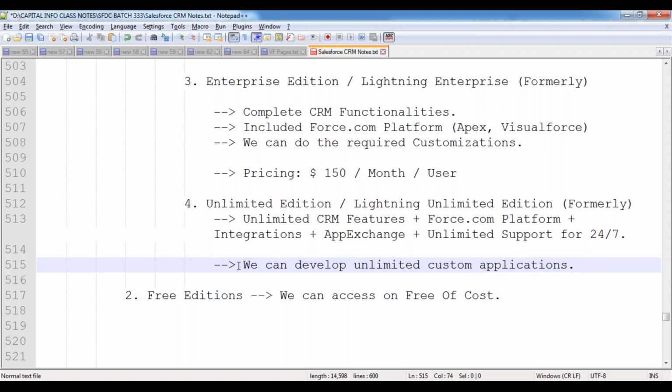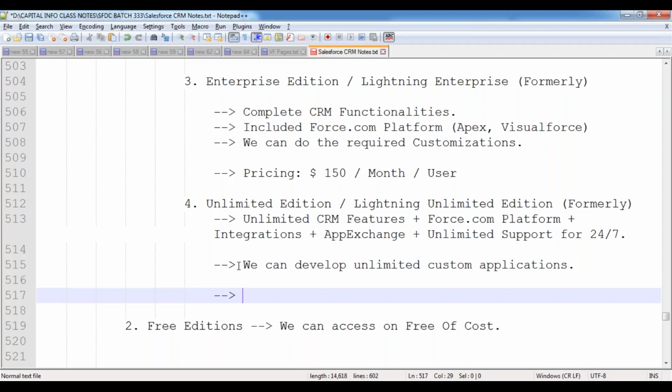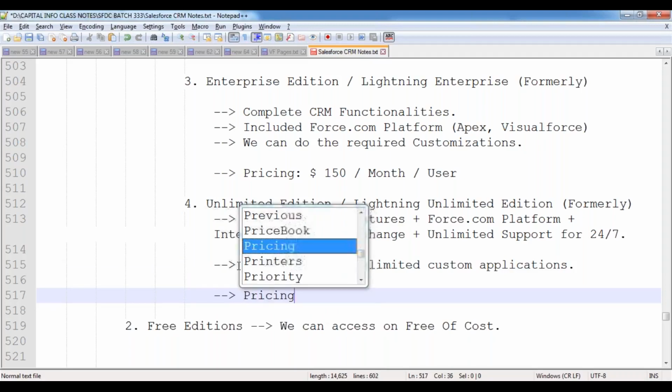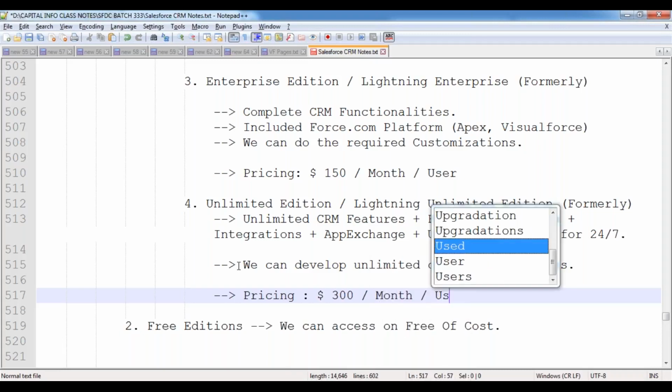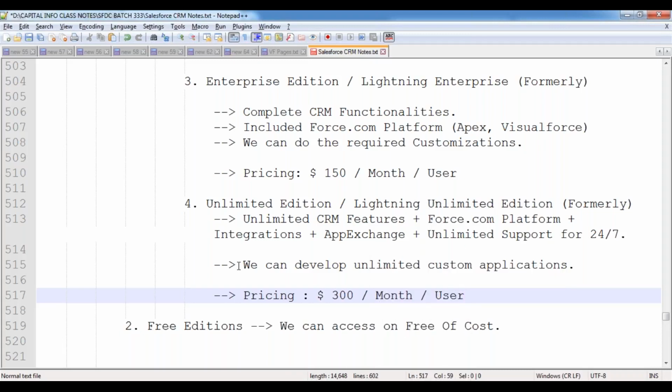Unlimited number of custom applications you can develop. One banking application, one finance application, one manufacturing, one healthcare, like that. Unlimited number of applications you can develop. But in order to use this one, they are going to charge some amount. Each unlimited edition license costs $300 per month per user license.